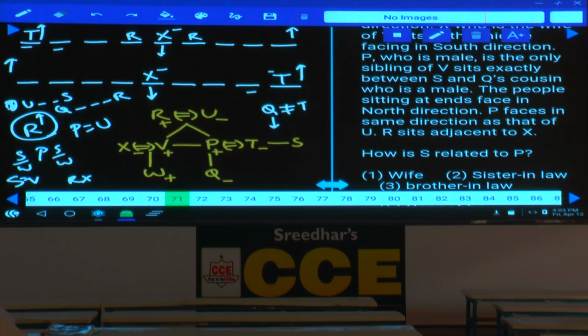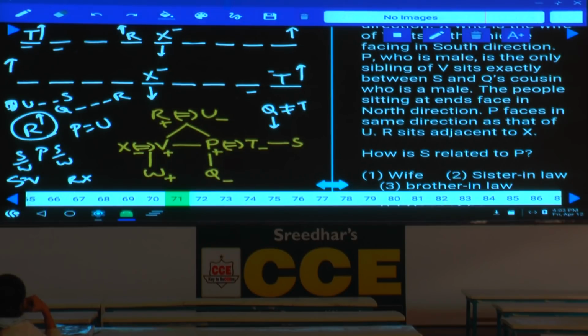Out of which, tell me whether R can be at this place or not. If R is here, R is facing towards north, and Q must be at the extreme end. But Q is facing south here, while this person must be facing north, so R at this place is completely ruled out. Then what is the possibility we can have? R will be here. If R is here, 1, 2, 3, there are 3 persons in between these two, hence Q must be at this place.